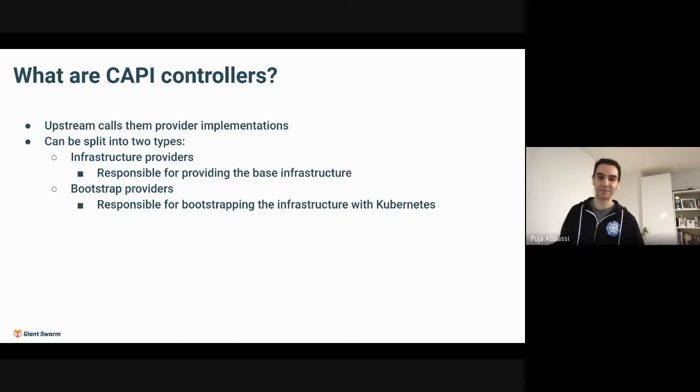Controllers. Controllers is the really interesting part, and where it also gets quite complex in Cluster API, because upstream calls them provider implementations mainly, and they are split into, and this is a simplification, there are other types of controllers still involved, but you can roughly think about there being infrastructure providers and bootstrap providers. There are also some controllers that are completely shared no matter which bootstrap or infrastructure provider you're using.